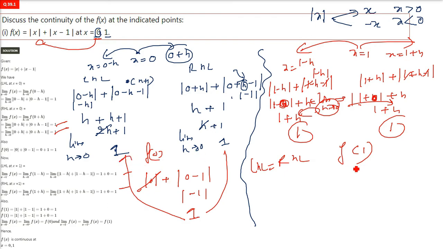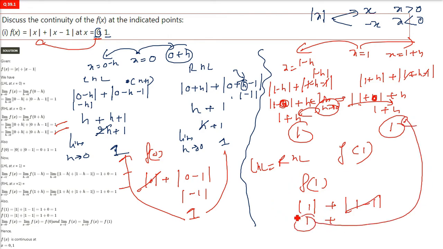So these all three are matching. Then we say it is continuous. Here also we'll check. What we'll do, in place of x, we'll replace it by 1. So mod 1 plus mod 1 minus 1, which is 1 plus 1 minus 1 is 0. So 1 it is. So this one is equivalent to this one, and this is also similar to this one. So all these three are matching. Only LHL and RHL won't work. You have to also show that the value of the function at this point is the same as LHL and RHL. I hope you got the idea.